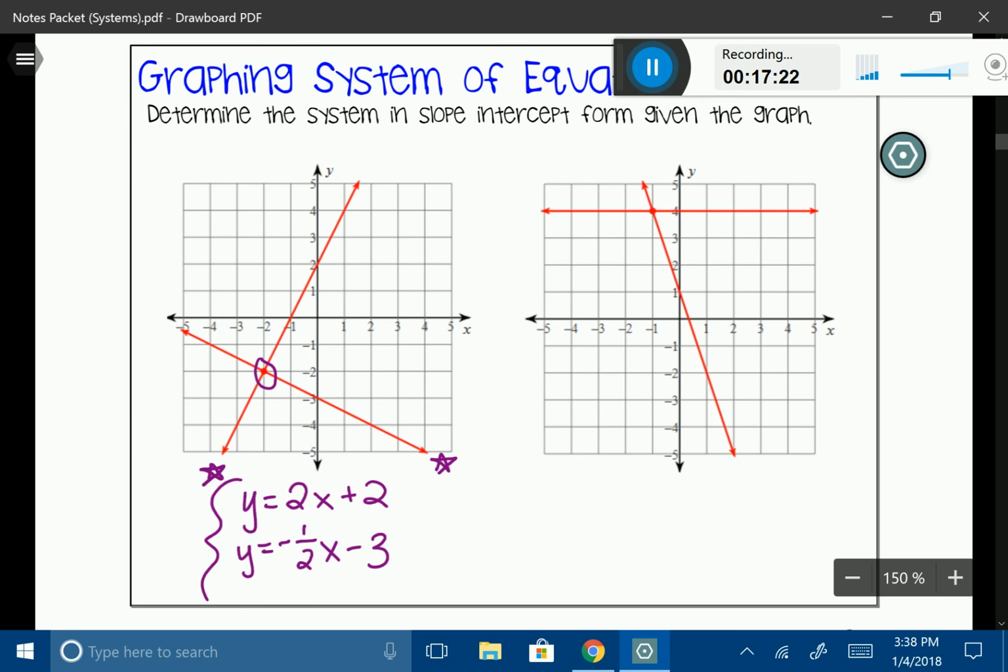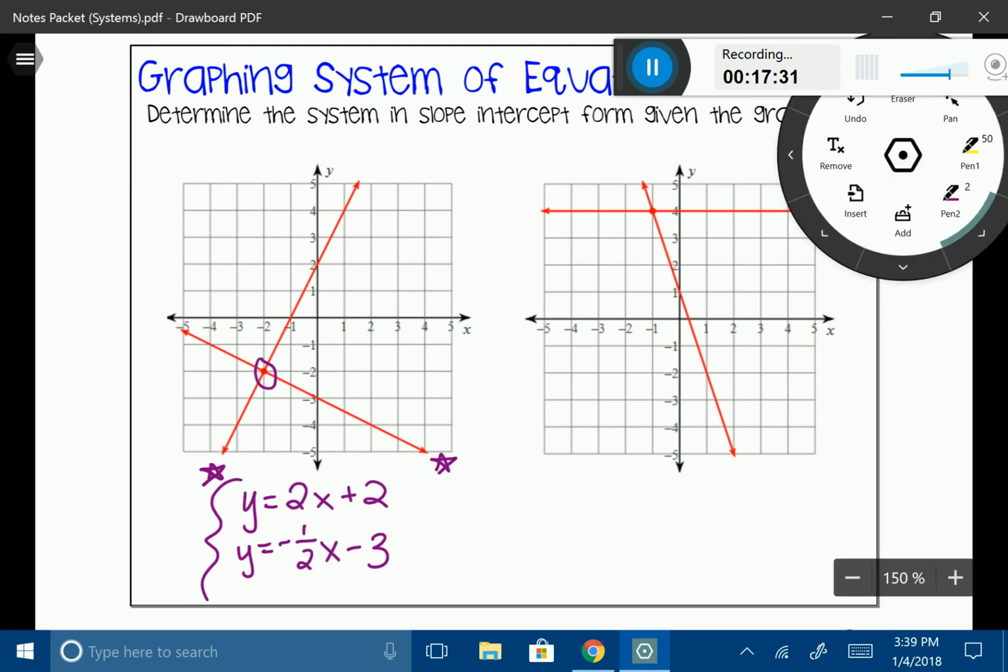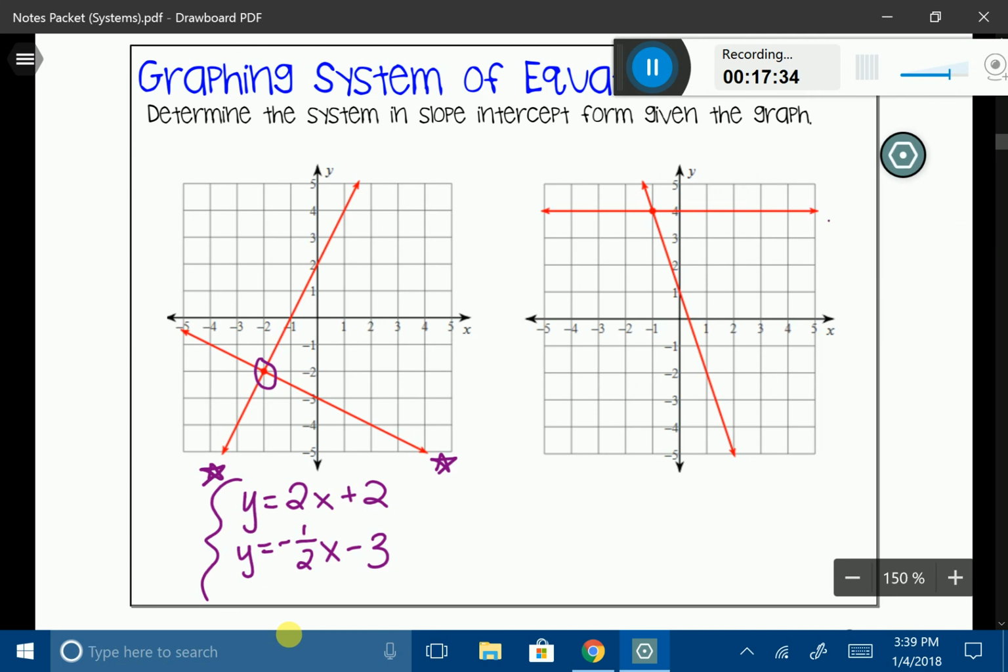All right, and our last one here, I'm going to go ahead and start with the one up in the corner. This line right here, it's a horizontal line, so that's going to give me an equation of y equals 4 because it's lying on 4. And then if I move to my other one, let's see, it looks like y is equal to negative 3x plus 1. So there's my system there. And again, I have one solution in this case here. So this is a consistent system, and it is also independent.